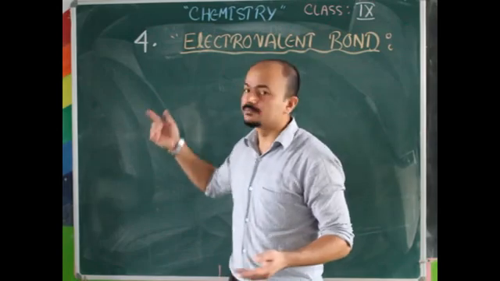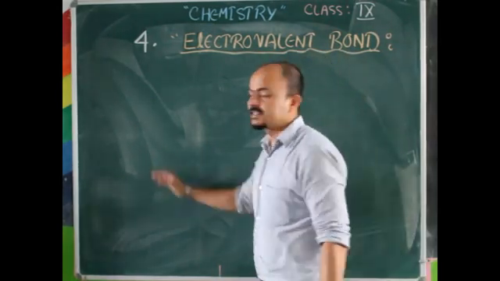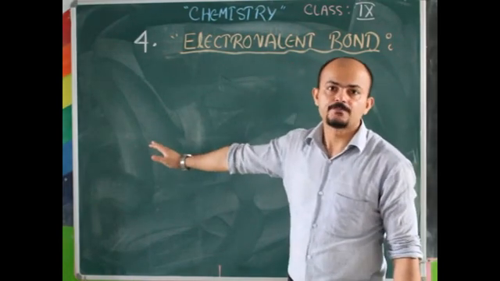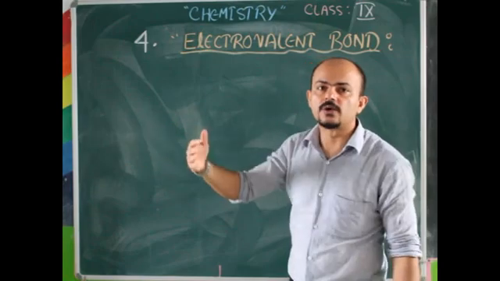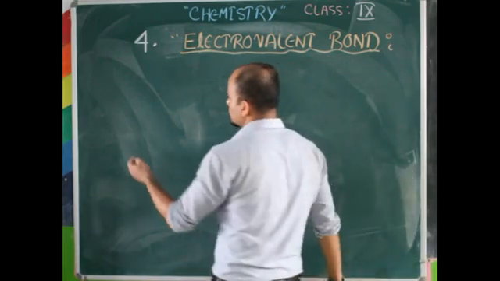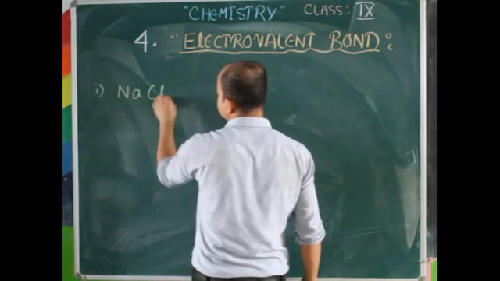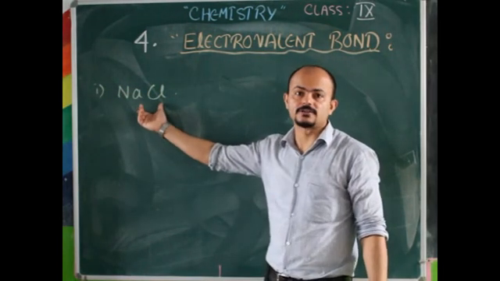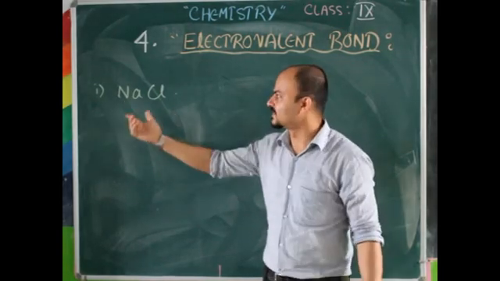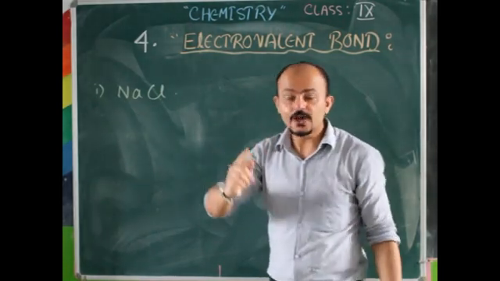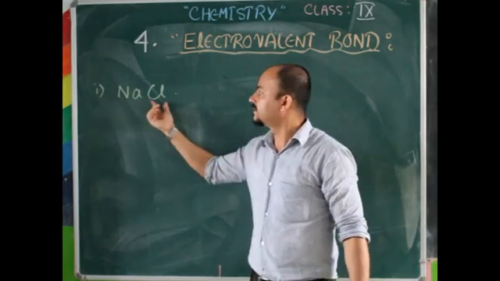So this electrovalent bond is also known as what? Ionic bond. So let me first give you an example. After that, from that particular example, you'll come to know what electrovalent bonds are. You have heard about NaCl, common salt, the table salt that you take every day. So you also have to know how the bond is formed between sodium and chlorine.